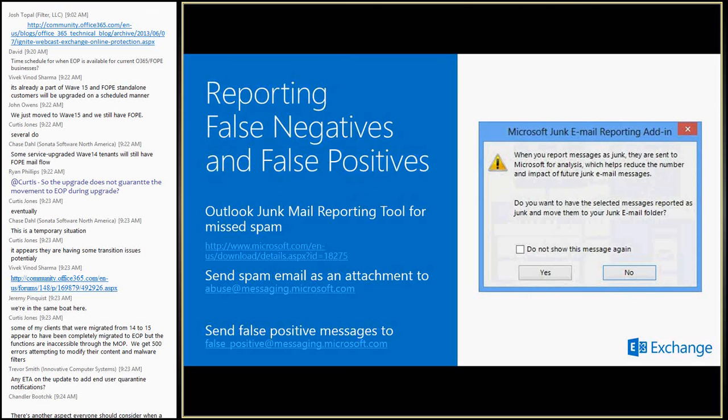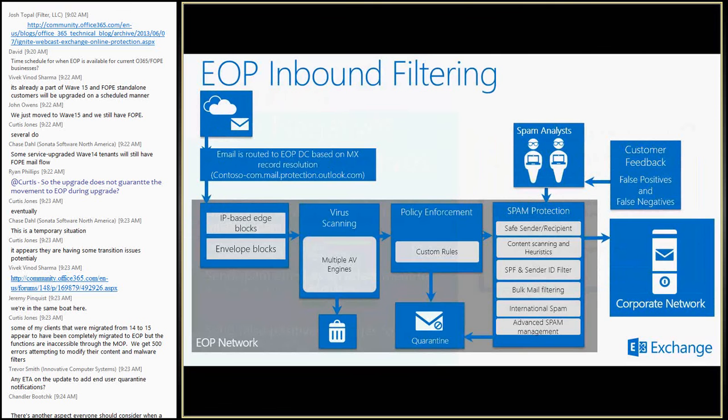Okay, so we've looked at some of the components. How does this hang together as part of the whole service? You can see here we've got the concept of inbound filtering. A message comes in and it's routed to the Exchange Online Protection data center based on the MX record for that domain. So pretty standard stuff, really.